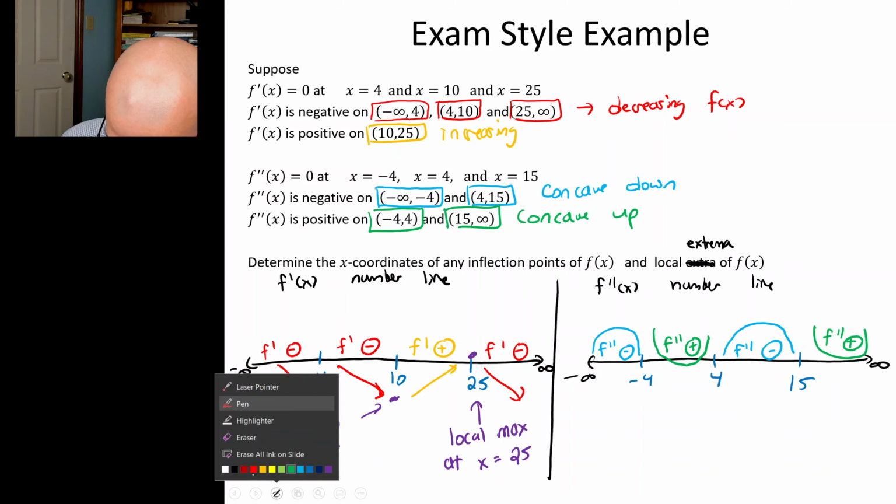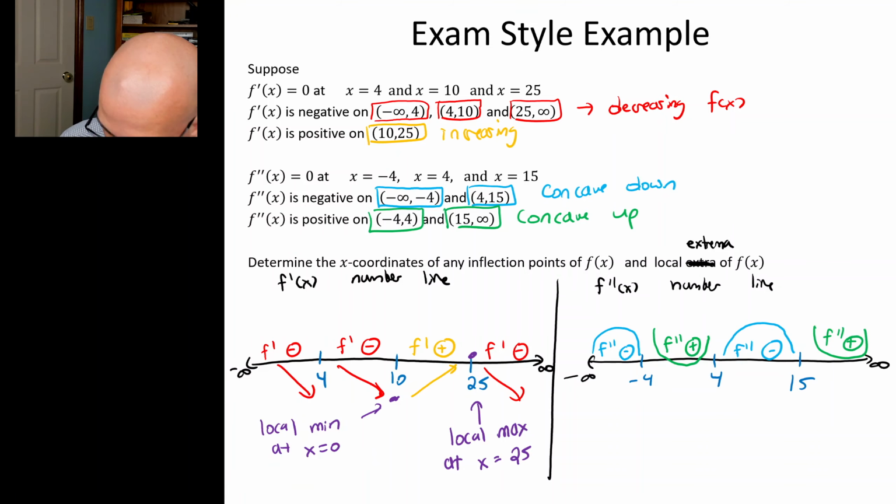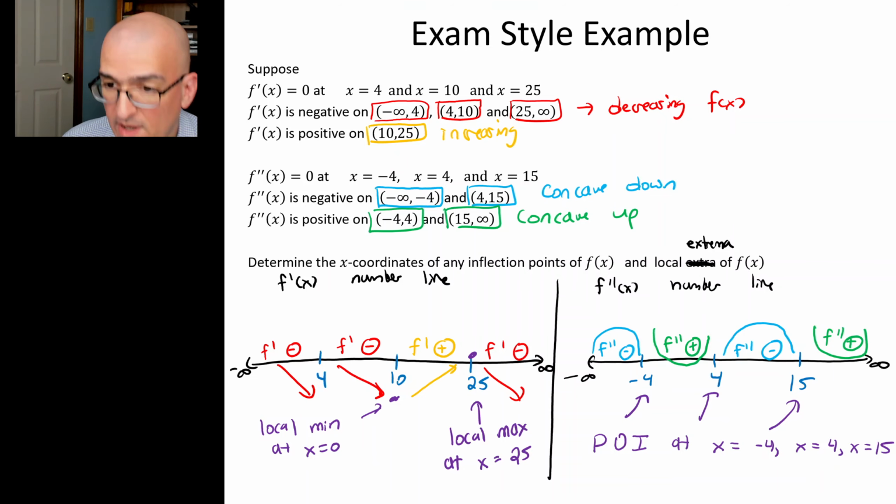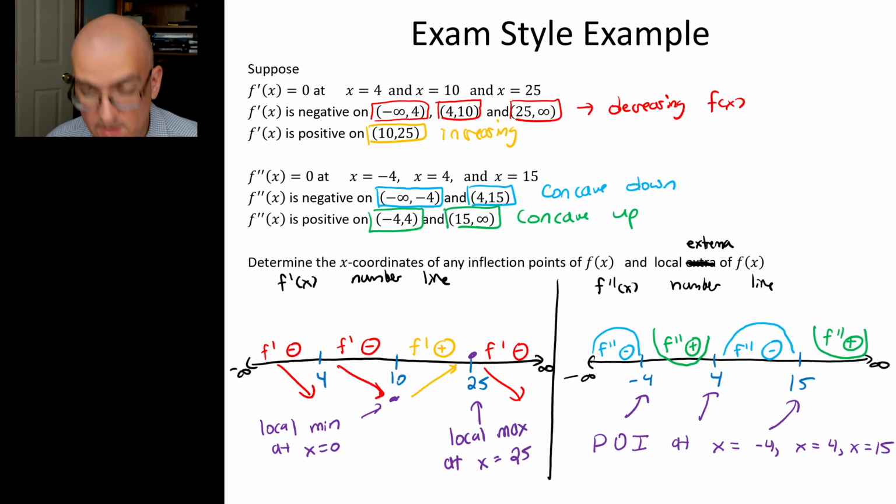So we can tell that there's points of inflection at several locations. There's a POI at -4, at +4, and at 15. Okay, and that's it. See you next time.